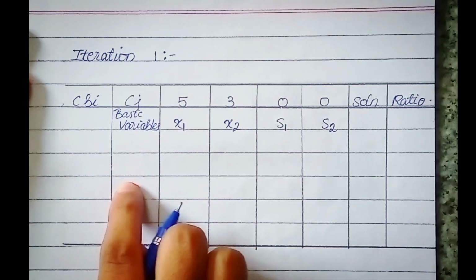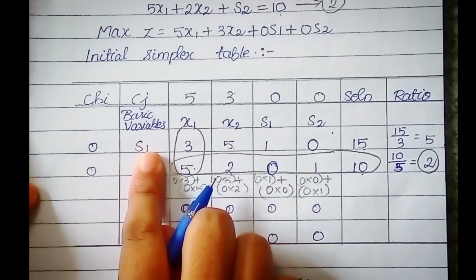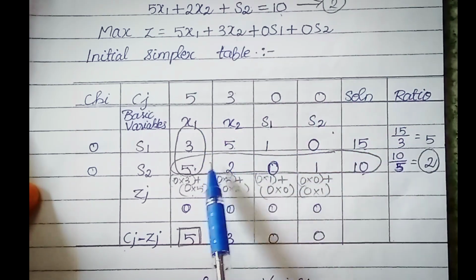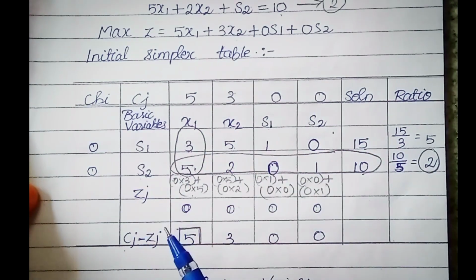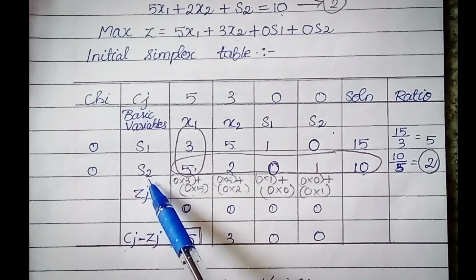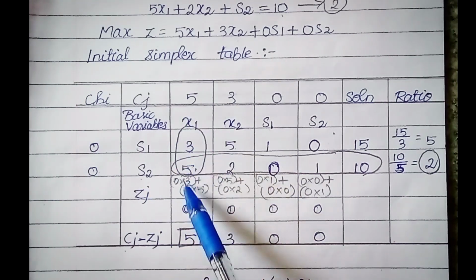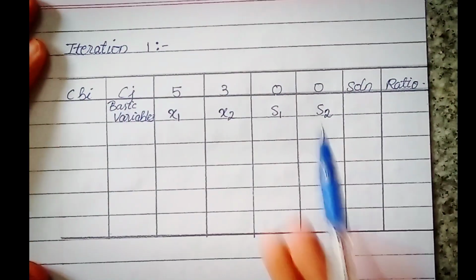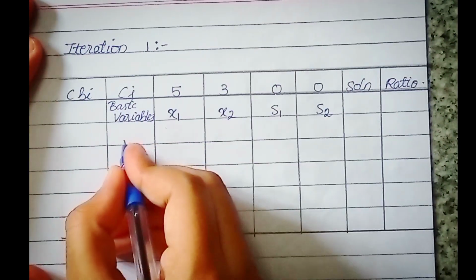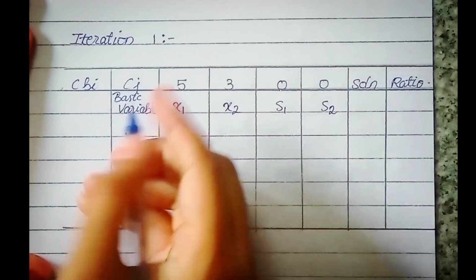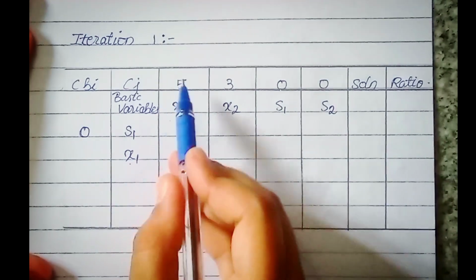Now the variable which will be written here is s1. As x1 is the entering variable and the exiting variable is s2, in the first iteration s2 will not be written. x1 will be written in the place of s2 because s2 is the exiting variable. This is the entering variable, so x1 will go here. S1 will be the same. The coefficient of S1 is 0, and it will be written here. X1 is 5.